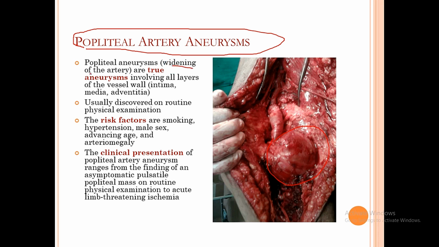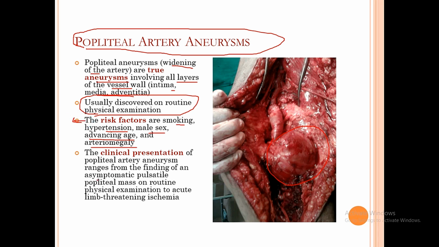It's a widening of the artery where usually the weakening of the arterial walls, either intima, media or adventitia, leads to the dilatation and sometimes the rupture. It's usually discovered during the routine physical examination. Smoking, hypertension, male gender, advancing age, and sometimes arteriomegaly, these are the predisposing risk factors.